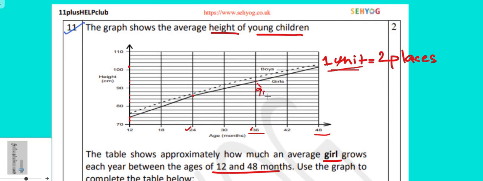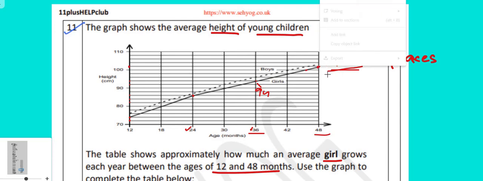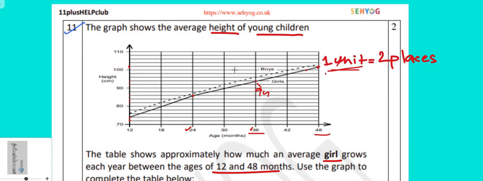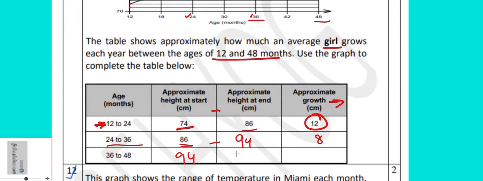This is our 94, and now this one is ending here, this dot right here. So now let us count this one. It goes above 100 again. This is 102. So let us see if this matches the line or not. This is the exact line. So our final answer for the approximate height at the end will be 102. And now if we subtract 94 from 102 again, we get our answer as 8.